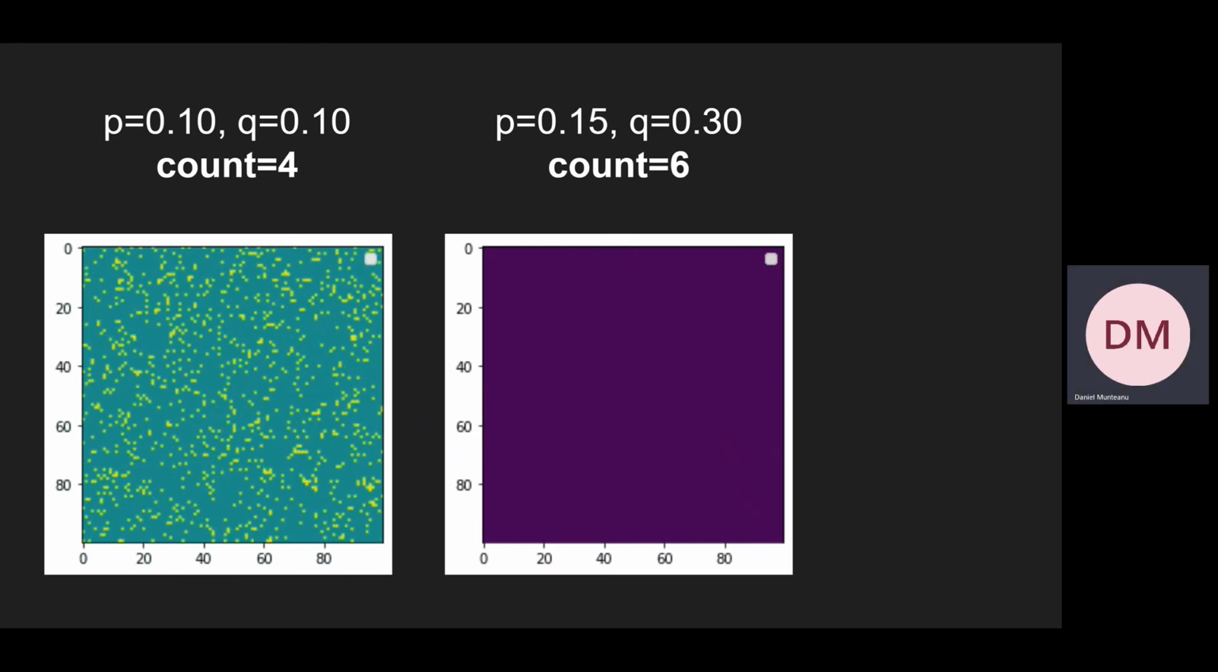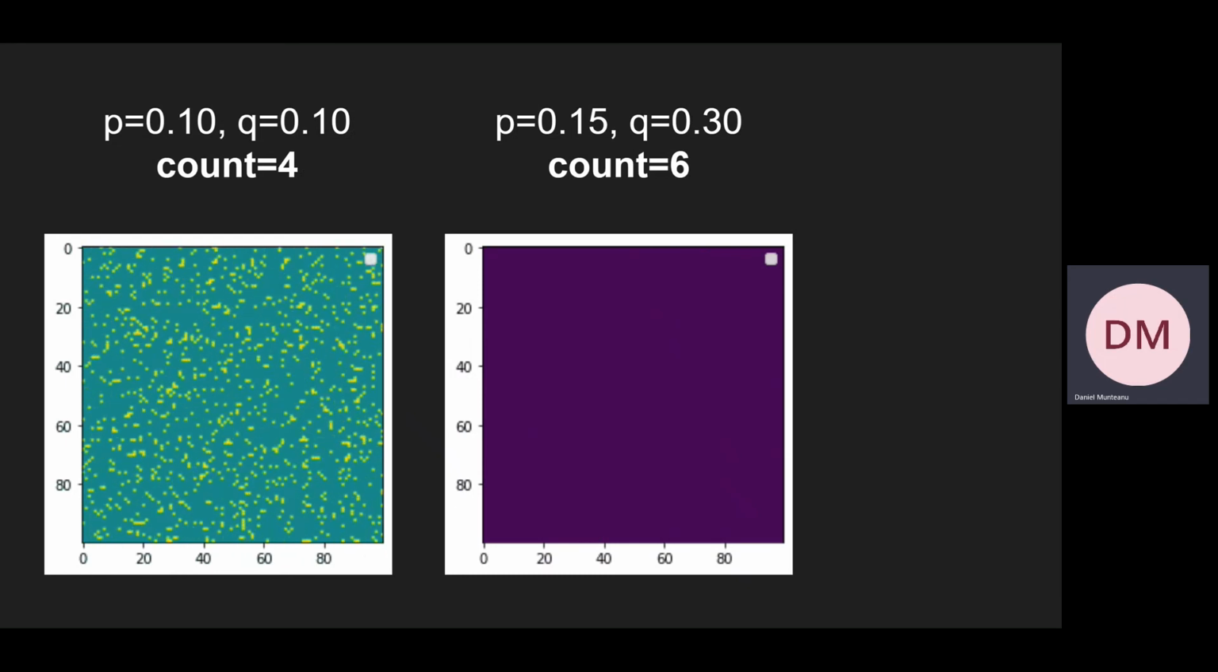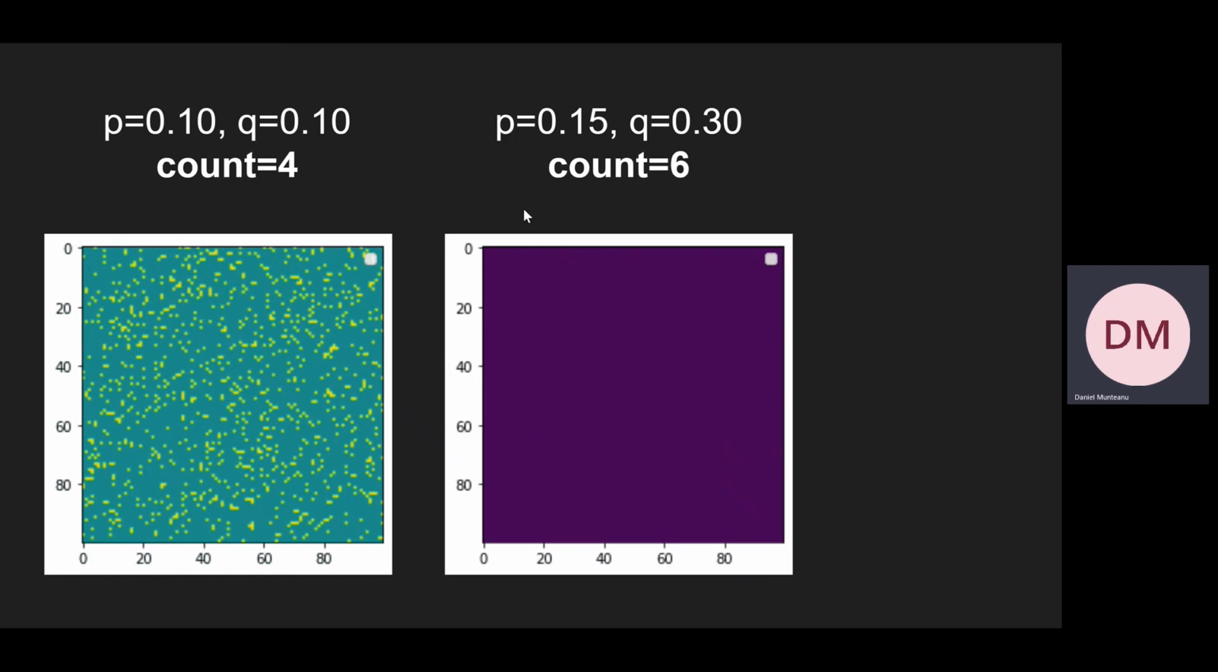As you could probably see here, it dies out quite quickly where you require a count of 6 and you keep these initial conditions the same.